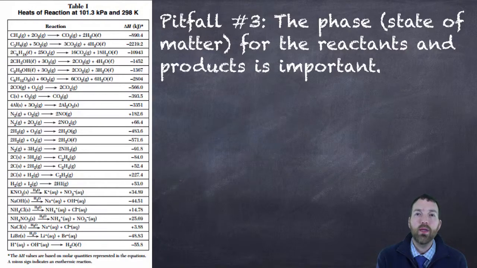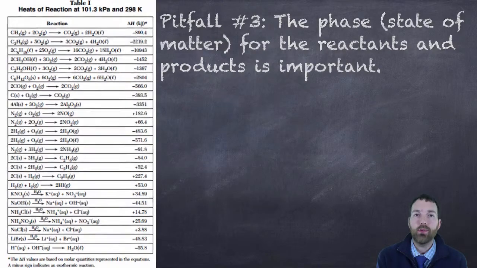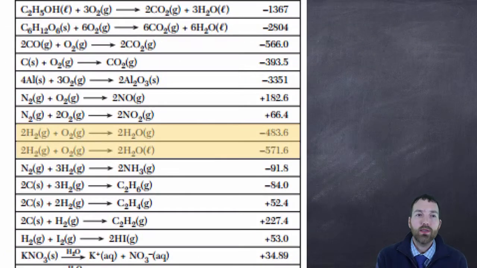Pitfall number 3, the phase or the state of matter for the reactants and products is important. Okay, so let's look at 2 examples here. If they asked you this question here, and they're asking about gaseous hydrogen and gaseous oxygen making gaseous water, you'll get this delta H, negative 483.6.